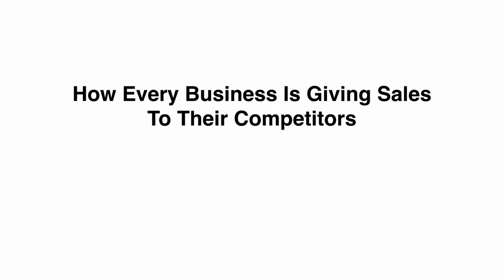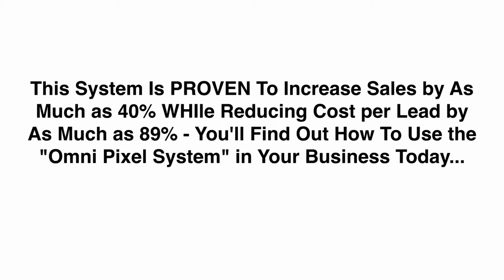We're going to be talking about how every business is quite literally giving sales to their competitors. We're going to be talking about a system today that is proven to increase sales by as much as 40% while reducing our cost per lead, how much we're paying for a single lead, by as much as 89%. And you guys are going to figure out how to use this omni-pixel system in your business today. My goal is simple: to give each and every one of you an unfair advantage for your business. And that's what we're going to do in today's training session.